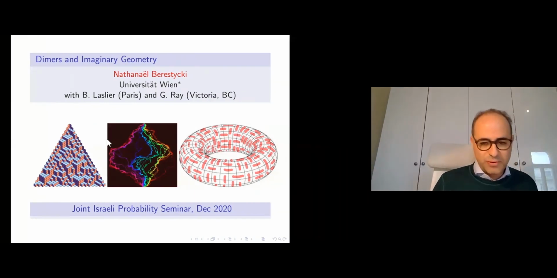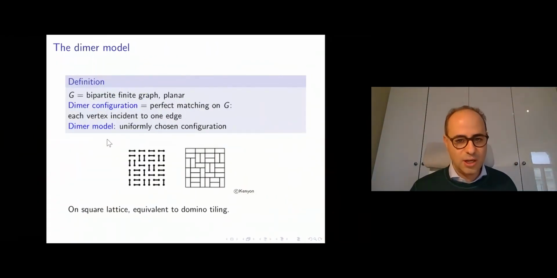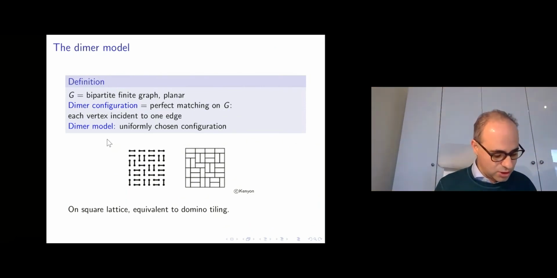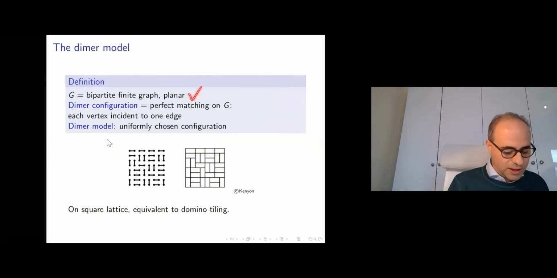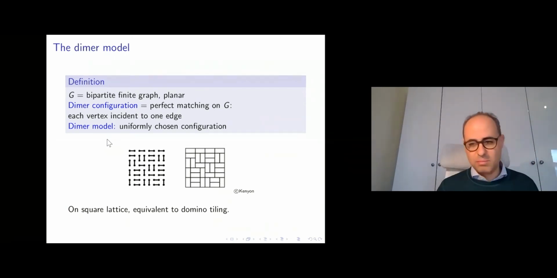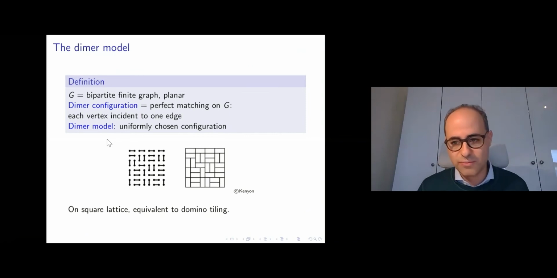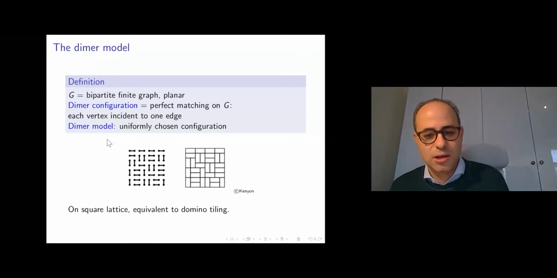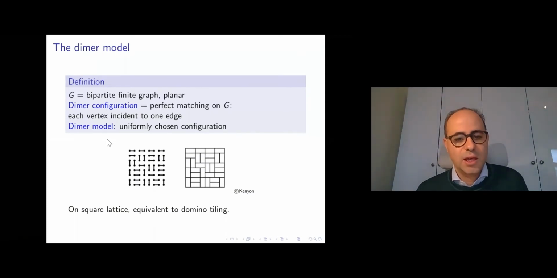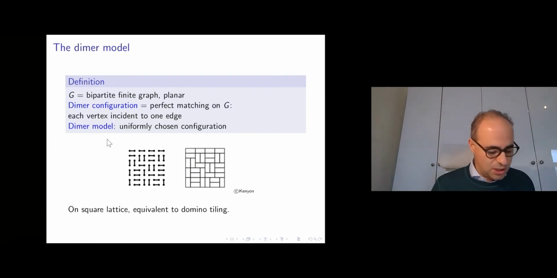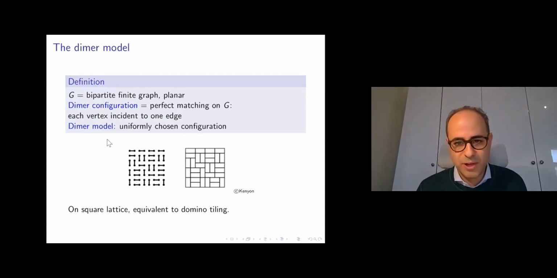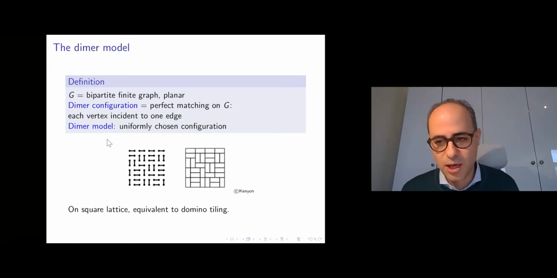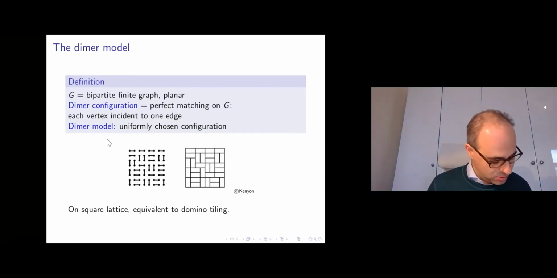I will be brief about what a dimer model is, because we've just heard Martin's great talk with this introduction in particular. But just to remind everyone, we've got some finite bipartite graph, planar, and a dimer configuration is just a set of edges which cover every vertex exactly once. So you can think of it as a perfect matching on the graph. And a dimer model for me will just be you pick one of those dimer configurations uniformly at random. Of course, you could assign edge weights if you liked, but let's not do that.